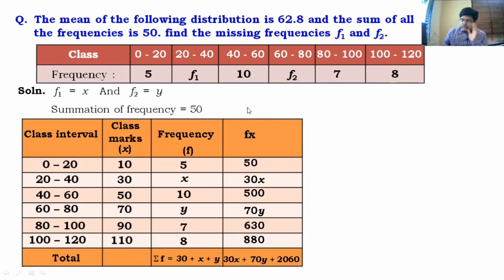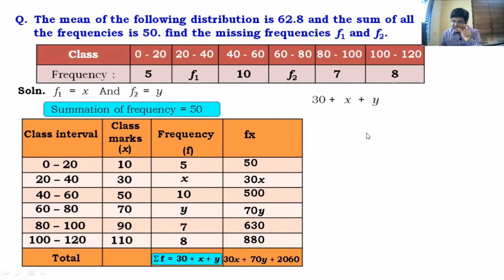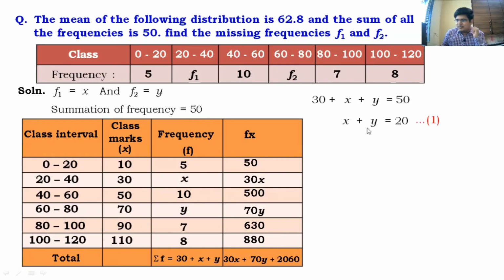So here guys, do you realize there are 2 unknowns, x and y? Now because there are 2 unknowns, we have to frame 2 equations and then solve them simultaneously. So first of all, addition of all frequencies is 50. So we can easily frame the first equation. Sum of all frequencies here is 30 plus x plus y. This is equal to sum of all frequencies, that is 50, it's given in the question. So we get the first equation, x plus y is 20. That is equation number 1.